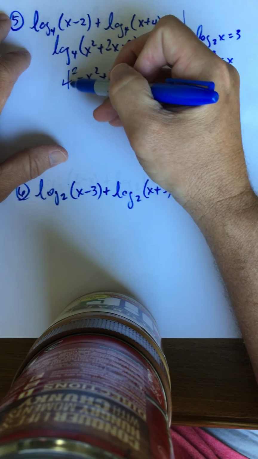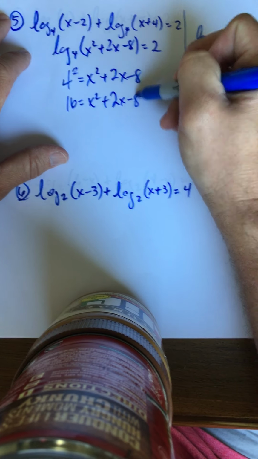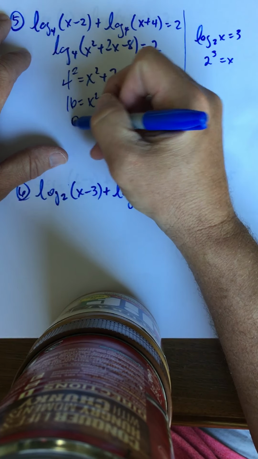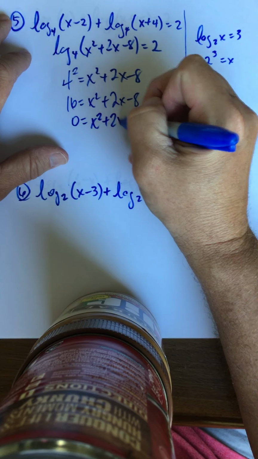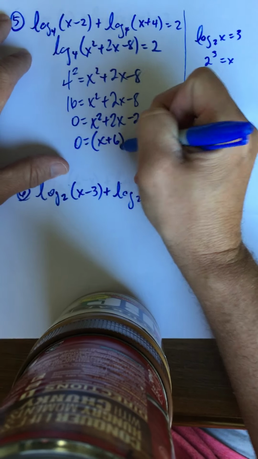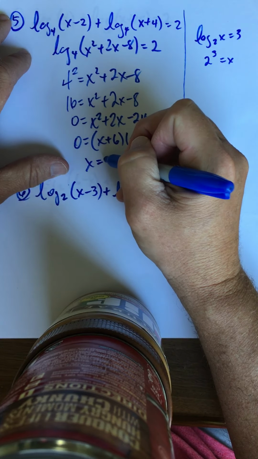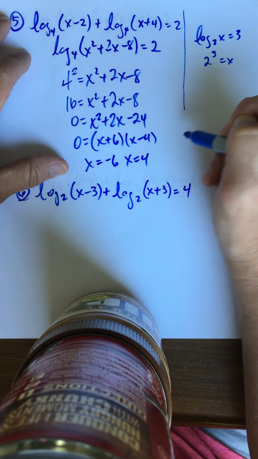Now it's just a regular quadratic again. 4 squared is 16. Need to get it equal to 0, so subtract the 16 from both sides. You get x squared plus 2x minus 24. Factor each piece, you get x plus 6 and x minus 4. So your possible answers are -6 and a positive 4.